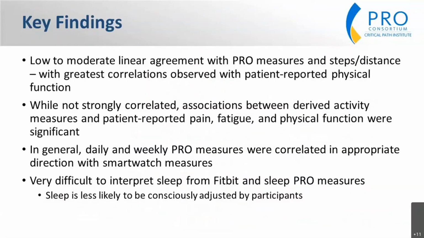So then, in terms of key findings from this study focusing on the study objectives, we saw low to moderate linear agreement with PRO measures in steps or distance, with greatest correlations observed with patient-reported physical function. While not strongly correlated, associations between derived activity measures and patient-reported pain, fatigue, and physical function were significant. And in general, daily and weekly PRO measures were correlated in the appropriate direction with smartwatch measures. And as I mentioned on the previous slide, it's very difficult to interpret sleep from Fitbit and sleep PRO measures. And we think this is because sleep is less likely to be consciously adjusted by participants.